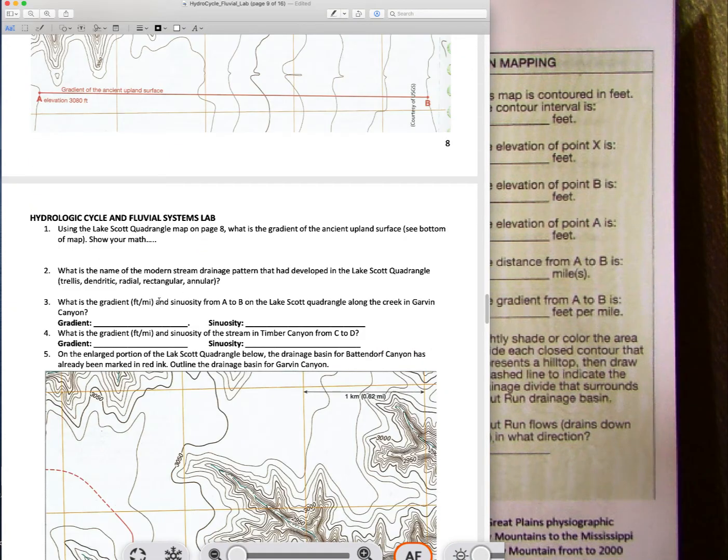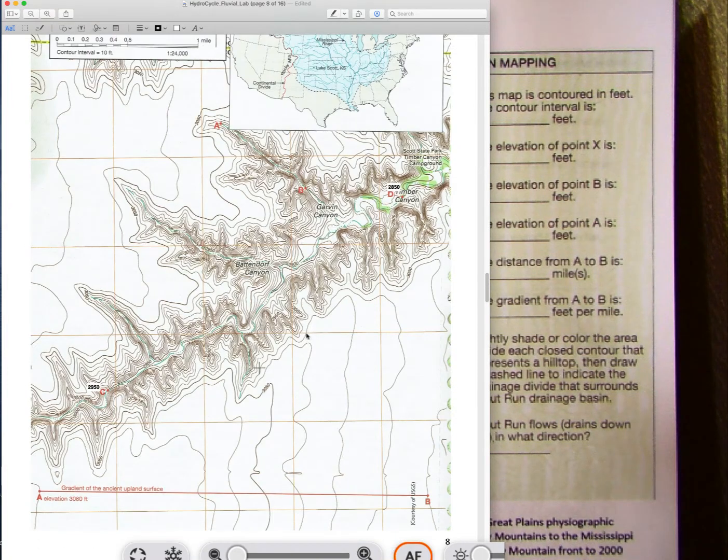And then now you want to figure out the gradients between A and B and C and D, as I was mentioning earlier. So again, the contour interval is 10 feet. So if that's 3,050, 3,040, 3,030, 3,020, 3,010, A must be at 3,010, whereas B is right on this index contour right here, which is 2,900. So it's going from 3,010 feet to 2,900. So that's 110 feet. So it's dropping 110 feet. So again, you can do the math.